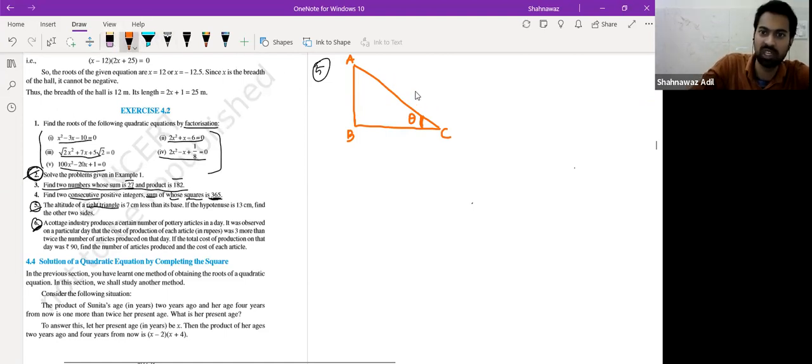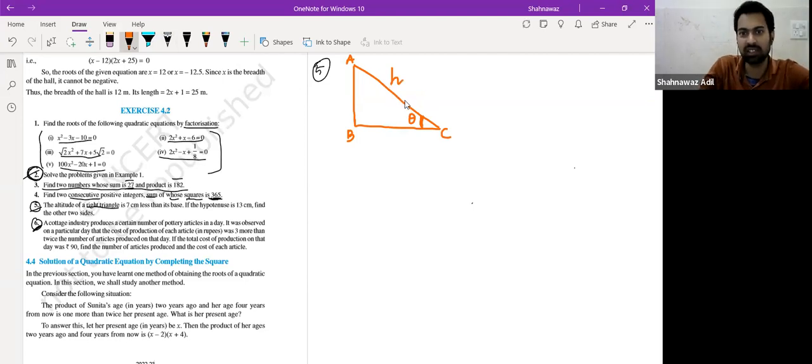So what is the base? The side that, along with the hypotenuse, makes the angle is called the base, right? So BC is the base, right? And the opposite side of the angle is the perpendicular, right?